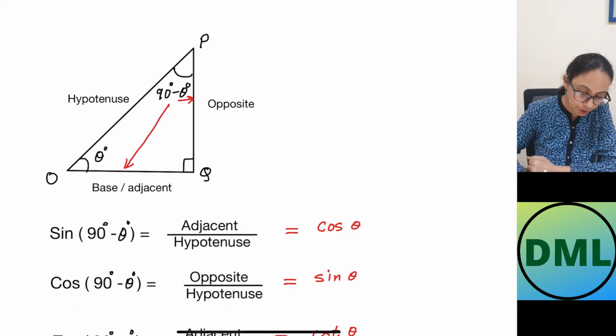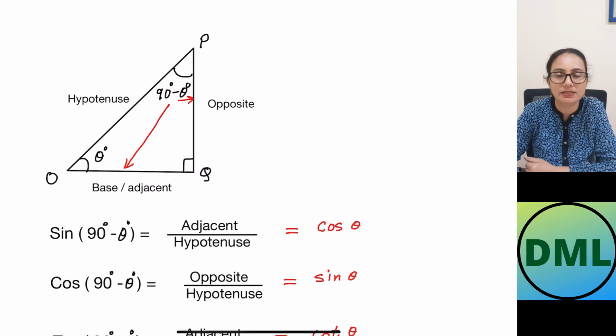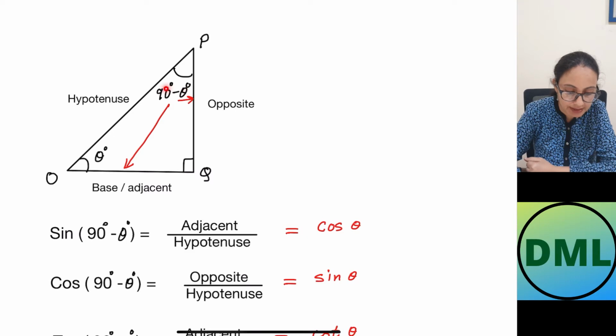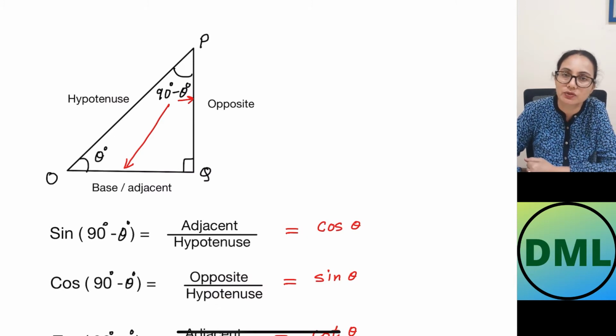Now I will look for cos of 90 degrees minus theta. Cos theta is base over hypotenuse. For this angle 90 degrees minus theta, this is my base and this is my hypotenuse. What is my base right now here? It's opposite. So it is opposite over hypotenuse, and we know that is equal to sine theta.